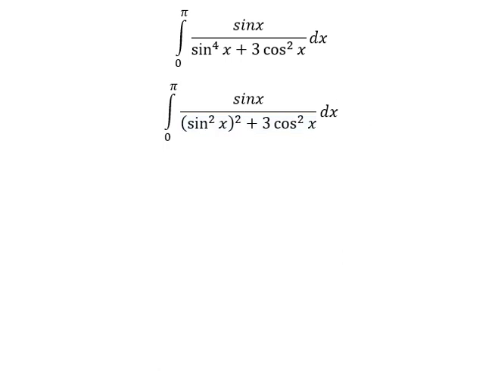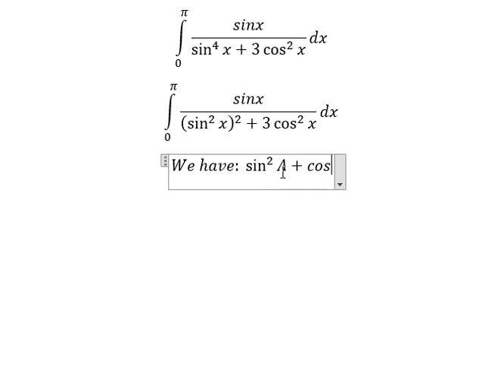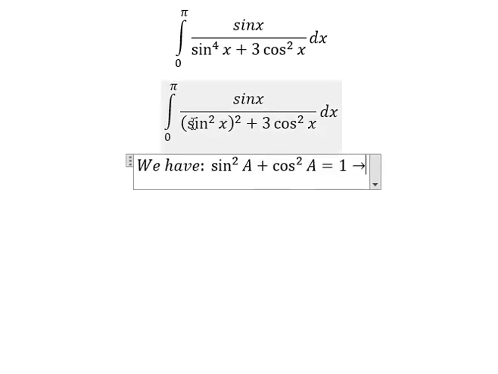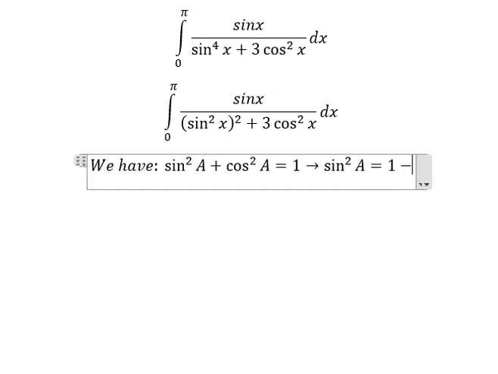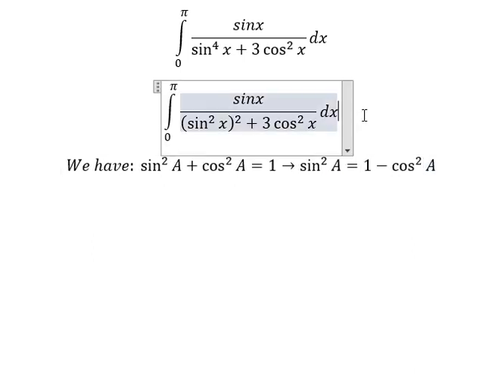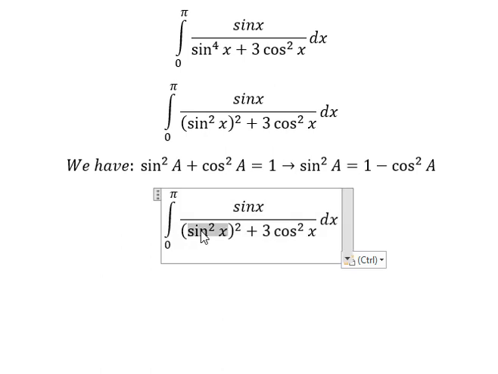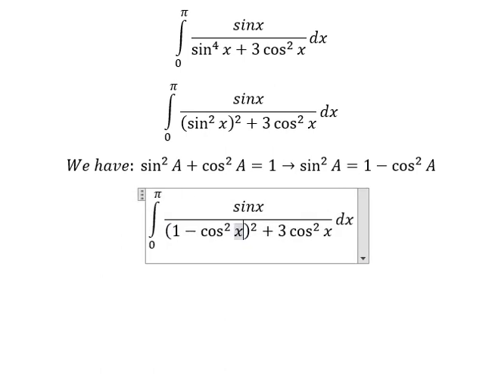Next, we have the formula that is about sin a square plus cosine a square equals to number 1. Because we have sin x square, so I will put this one go to the right. So sin x square, that is about 1 minus cosine x square.